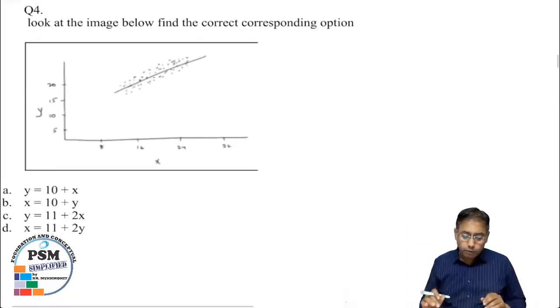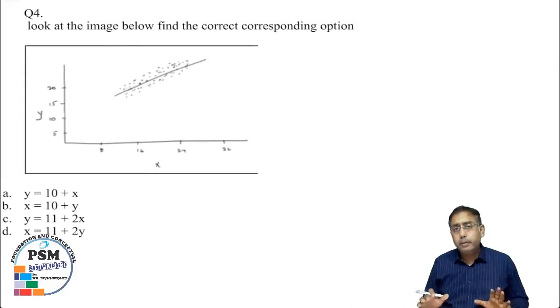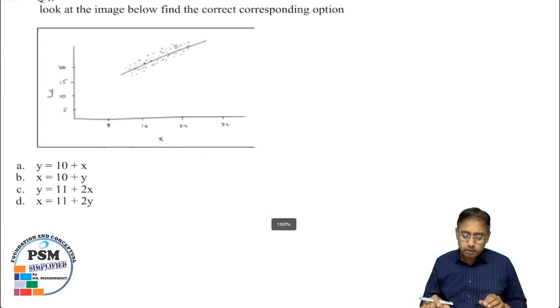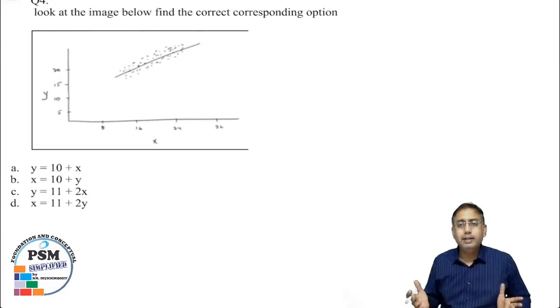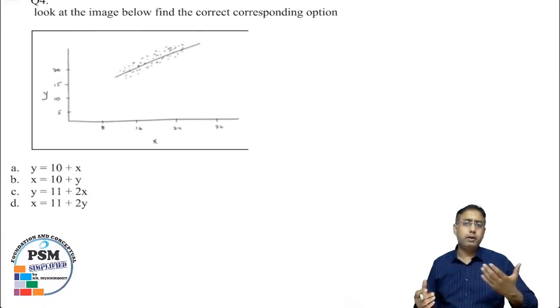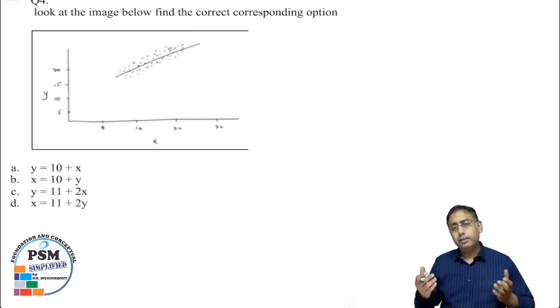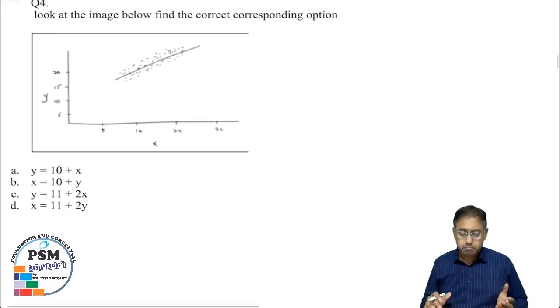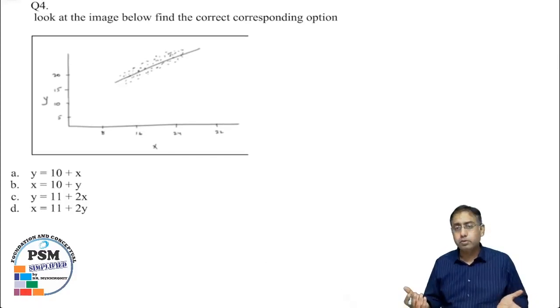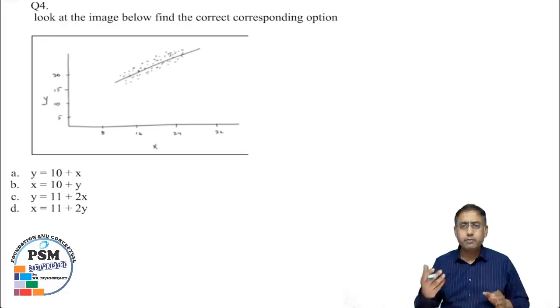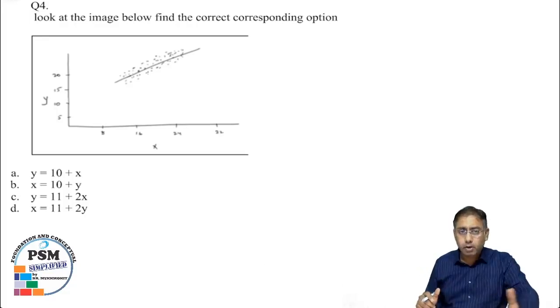Next, question number 4. Look at the image below to find the corresponding option. So this was a very easy direct MCQ. I do not have anything to discuss on this. I think everybody in the whole country knows. We had a lot of discussion during our PSM classes. I discussed them a lot.